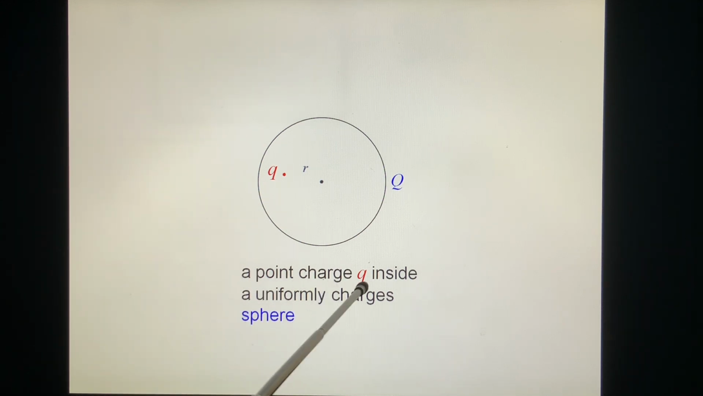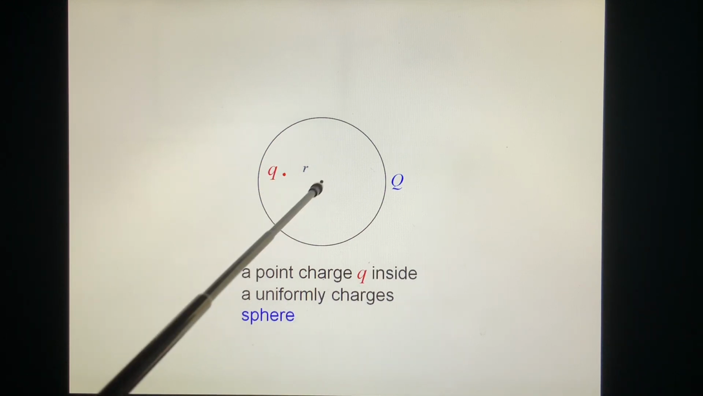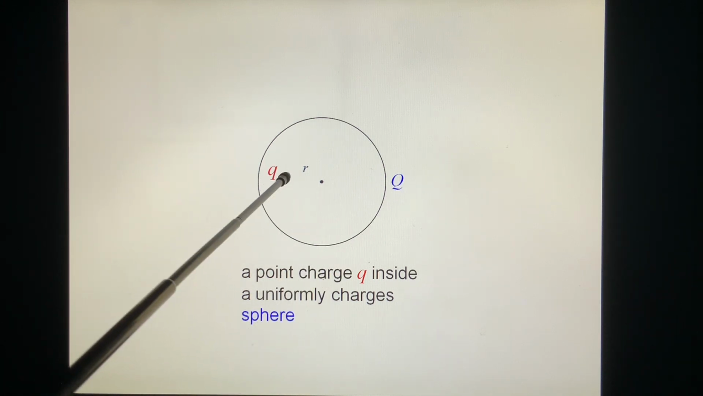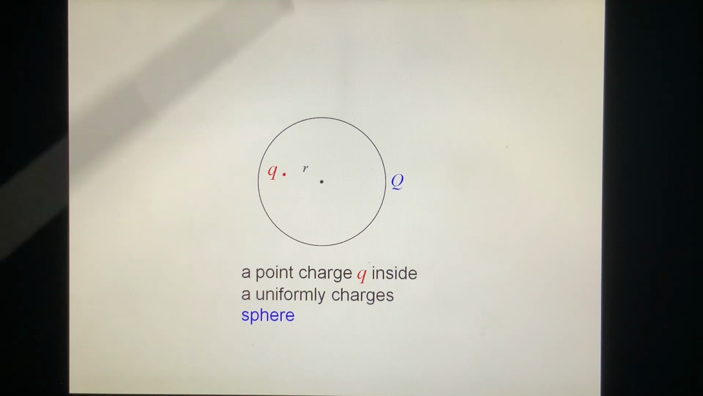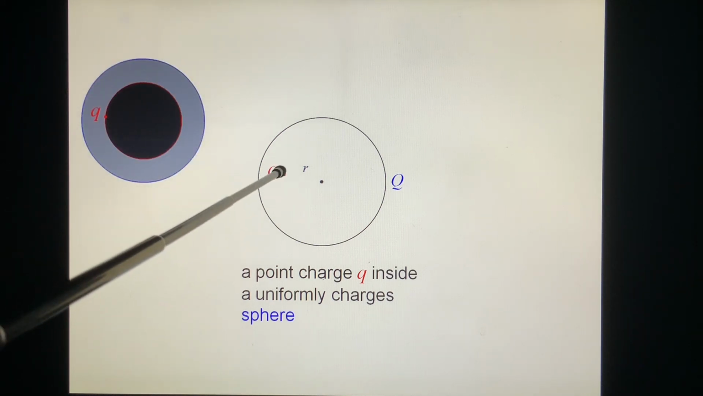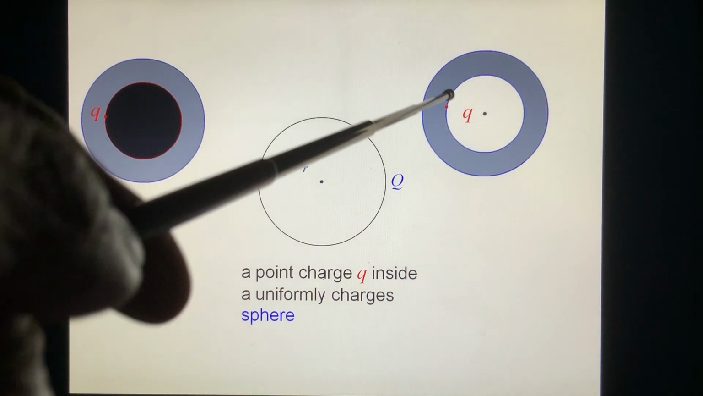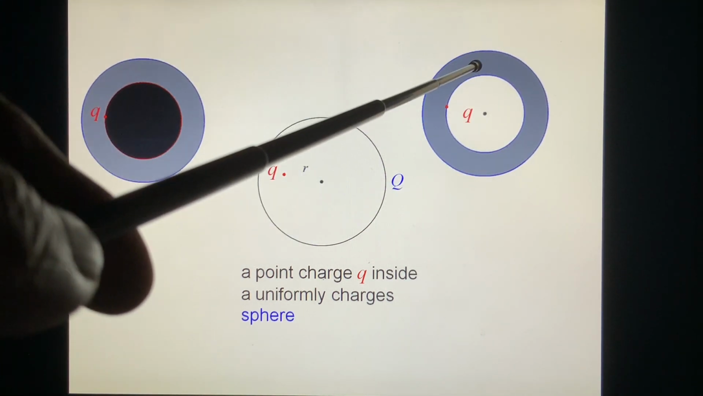A point charge q inside a uniformly charged solid sphere. The total uniform charge is Q. Our small q is here, at distance r from the center. How do we handle this one? We can divide this sphere into two parts, with r as the border of separation. Then look at this gray part, a little bit thick. This can be looked at as many very thin shells composed together.